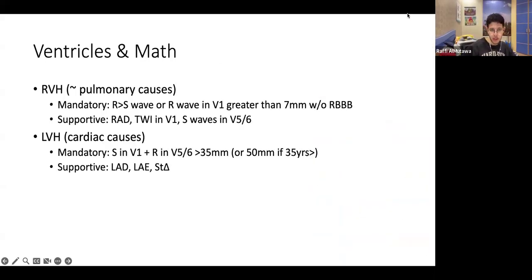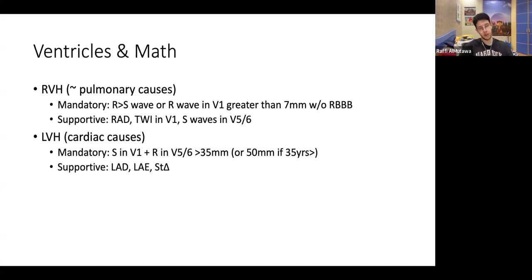Okay, what about the ventricles? So the ventricles, like we said, pulmonary for right, cardiac for left. Now, what are the mandatory criteria for right ventricular hypertrophy? The R wave must be greater than the S wave, or the R wave in V1 must be greater than 7 millimeters without right bundle branch block. What does right bundle branch block look like? Don't worry about it, not part of your curriculum. Supportive criteria include right axis deviation, T wave inversion in V1, and S waves in V5 and V6.